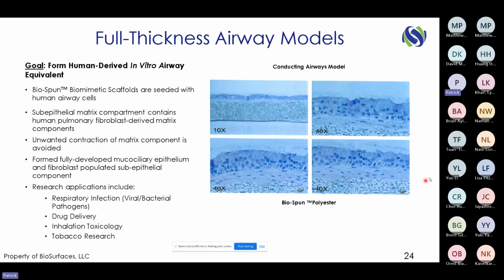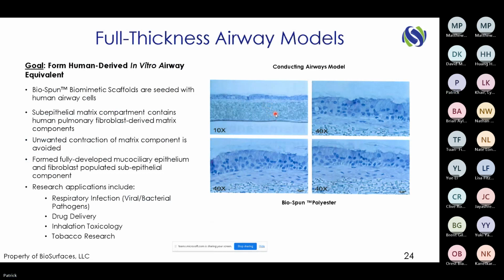But the bronchial tissue, the fibroblasts in the subepithelial matrix, they play a big role in a lot of these processes. And so, if you're only looking at a partial thickness model, you're missing a major component. So what we're trying to do now, and this uses our thicker polyester scaffold, is to create what we call a full thickness in vitro human airway model.